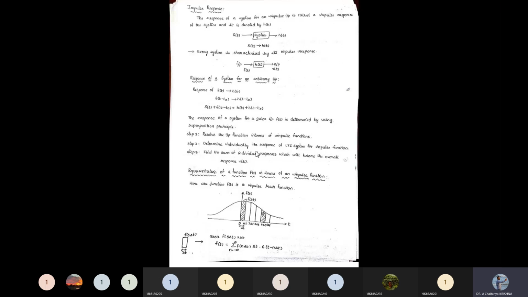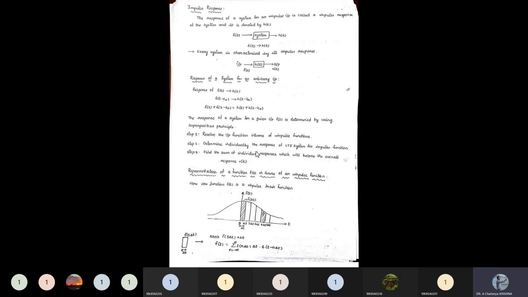Okay, now what is meant by impulse response? Whenever the input of the system is the impulse function, the output we call the impulse response. If the input given to the system is an impulse signal, then the output should be the impulse response. The impulse response we represent using h of t, and the impulse signal we represent using del of t.